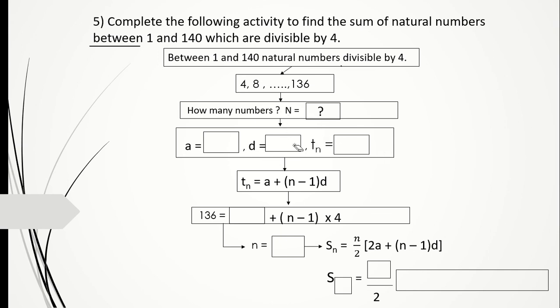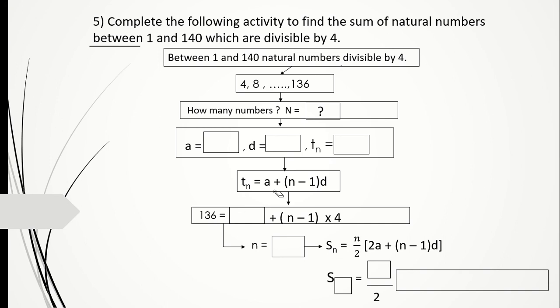For that, what do we use? We use the Tn formula. In order to use the Tn formula, these things we should know: A, D and Tn. And we know these things, right? A is 4, D is the difference, that is also 4, and the nth term is 136. Then we use this Tn formula, in which we substitute. We have done that already just now.